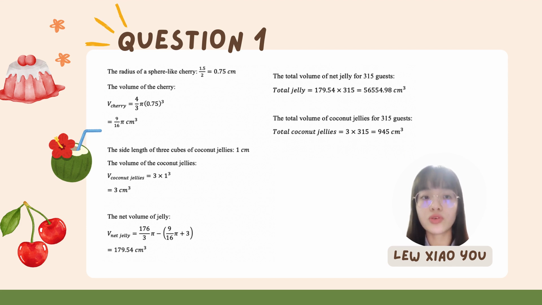The question asks for the net volume of jelly. Therefore, to calculate it, we use the volume of jelly minus the sum of the volumes of the cherry and coconut jellies, which is 179.54 cm cubed. We also find the total volume of net jelly and total volume of coconut jellies for 315 guests, which are 56,554.98 and 945 cm cubed respectively.